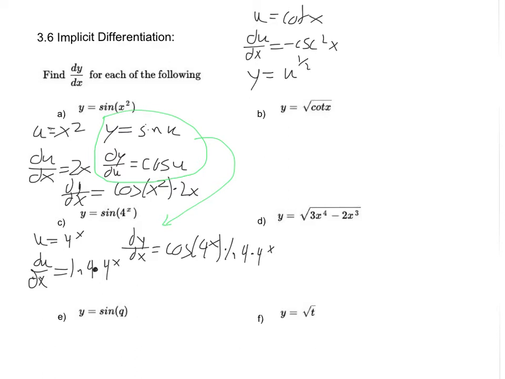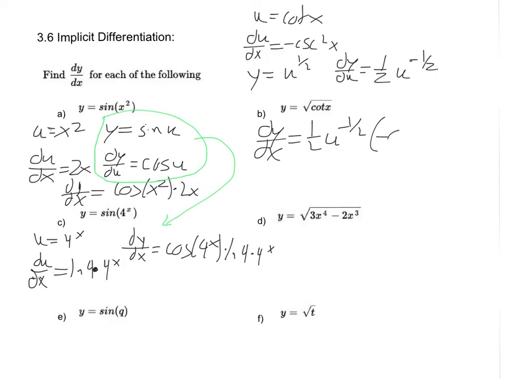So if that's y, then I now need dy du to be 1/2 u to the negative 1/2. Now I'm ready to just multiply those two things together and substitute back in for u to get my dy dx. dy dx is 1/2 u to the negative 1/2 times negative cosecant squared of x.